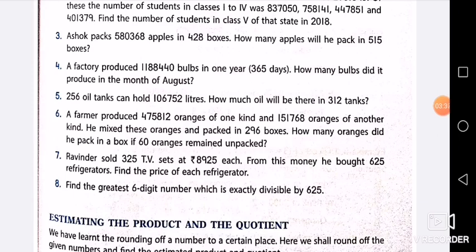So what will you do? Which basic operation are you going to use? Yes. First of all you are going to use division, and after that we will do multiplication. The number of bulbs produced in 1 day that you get will be multiplied by 31. So, let's start the question. I hope the question is clear to you all. So, let's do it.